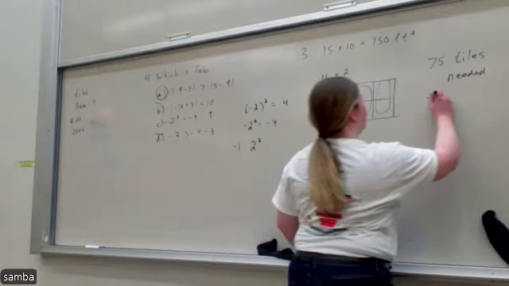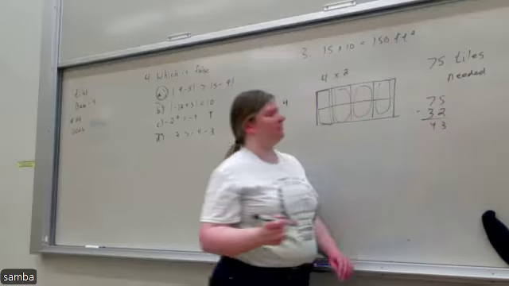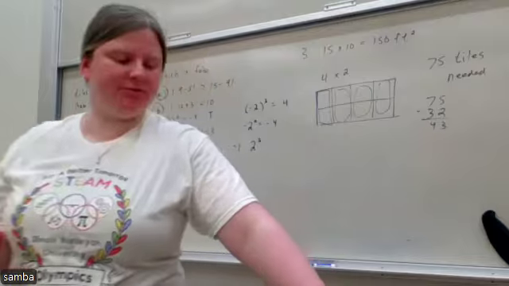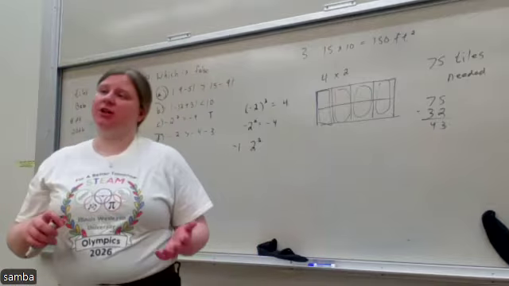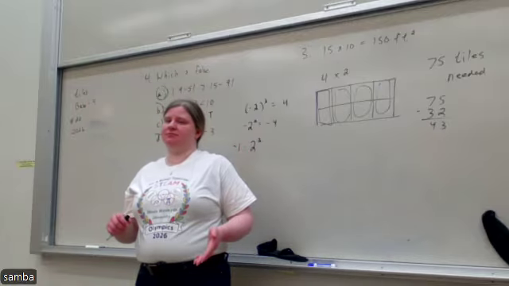Subtract. So 75 minus 32, 43. So that was A, if you remember what letters there were. So that's the tile question. Any questions or issues about this one?